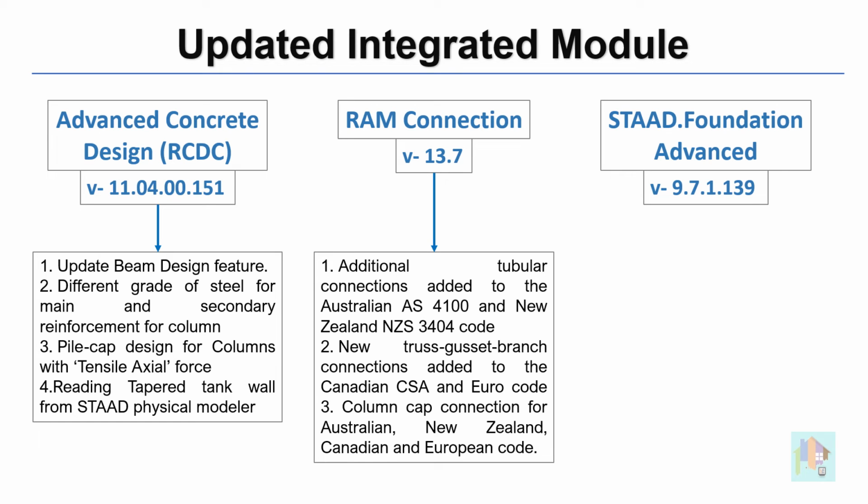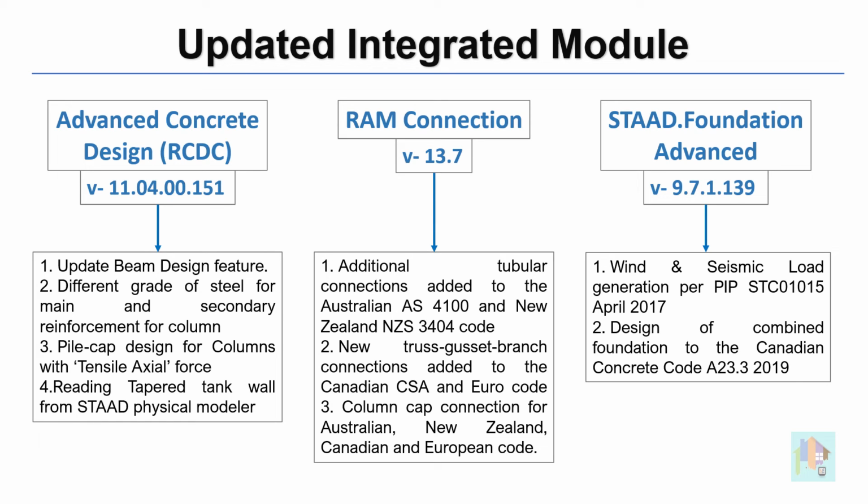RCDC module now supports update beam design feature to generate STAAD file with updated dimension, and different steel grade for main and secondary reinforcement of column. For STAAD Foundation, wind and seismic load generation as per PIP code and combined foundation design as per 2019 edition of Canadian code has been implemented. All these modules are automatically updated during installation of STAAD.Pro Update 11.